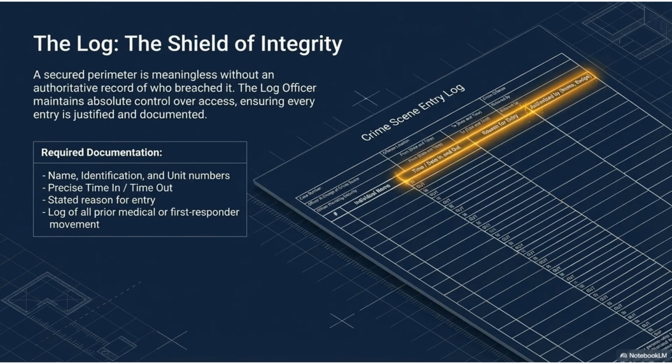A secured perimeter is meaningless without an authoritative record. The log officer maintains absolute control, documenting every entry. Required documentation includes names, identification, unit numbers, precise time in/out, reason for entry, and prior medical or first responder movement.